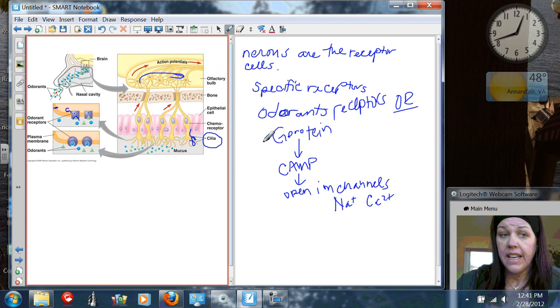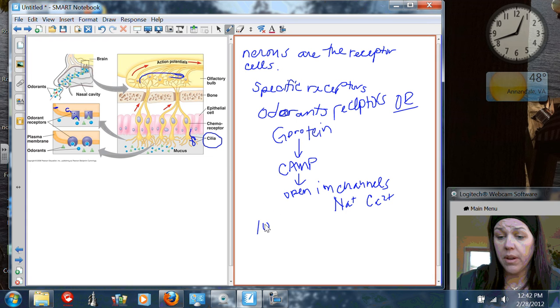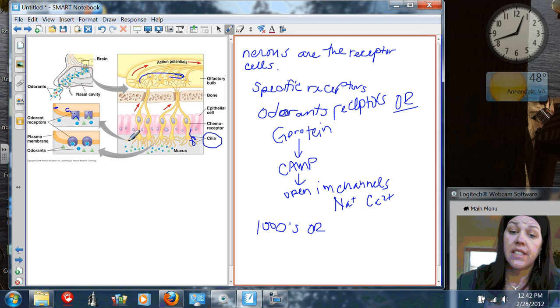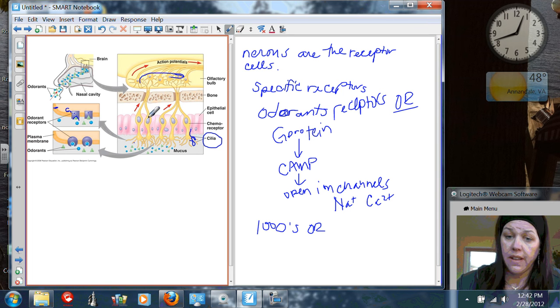Now, as it turns out, humans have about 1,000 ORs. And just like taste, each cell has an odorant receptor specific. So this cell is expressing one of the odorant receptors, and then this cell is expressing another of the 1,000 odorant receptors, and then this cell is expressing another of the 1,000 odorant receptors. They don't express a bunch each, they express one type.